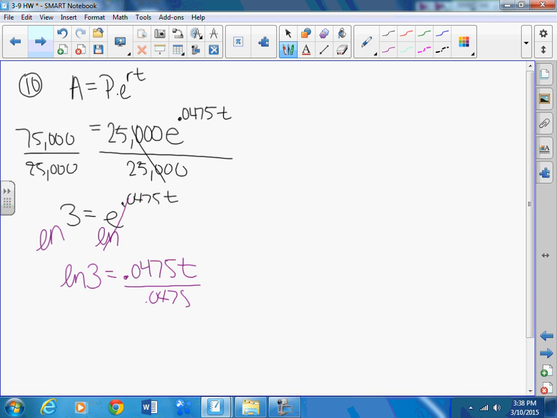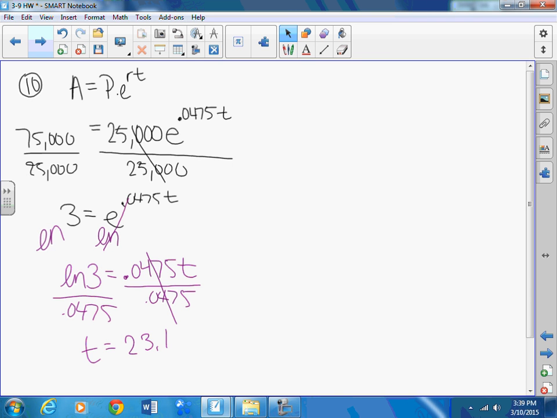Last but not least, we divide. And put this into our calculator. The natural log of 3. When you do that, don't forget to close the parenthesis on the 3. Divided by 0.0475. That is going to give me t is 23.1 years, because I'm pretty sure it said round to the nearest tenth. And that is it. So they give you the formula to use. You just need to plug into the right places. And remember that you have to use the natural log. Natural log and e are inverses of each other. Boom, baby.